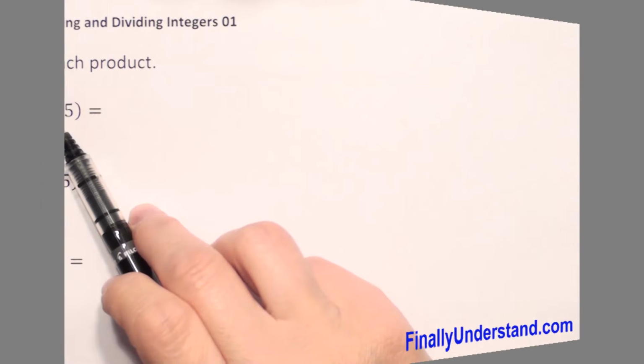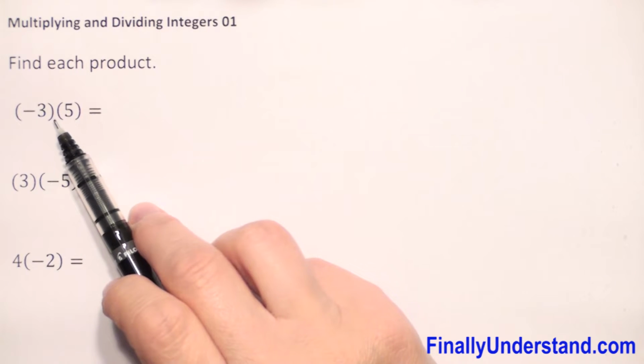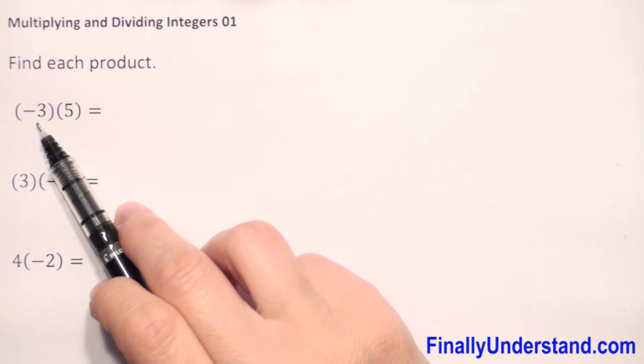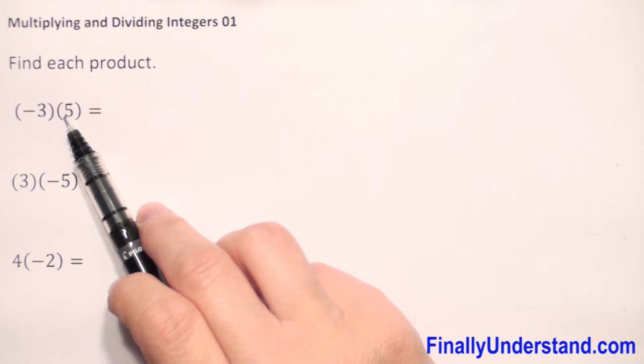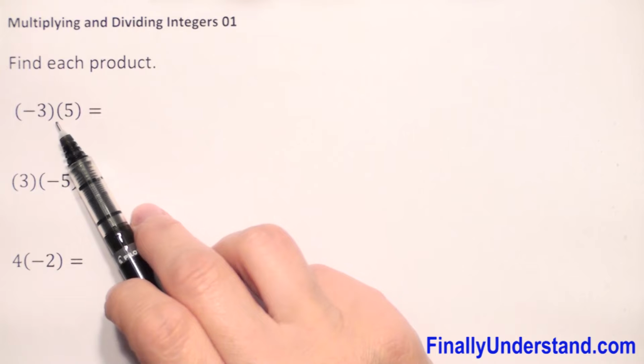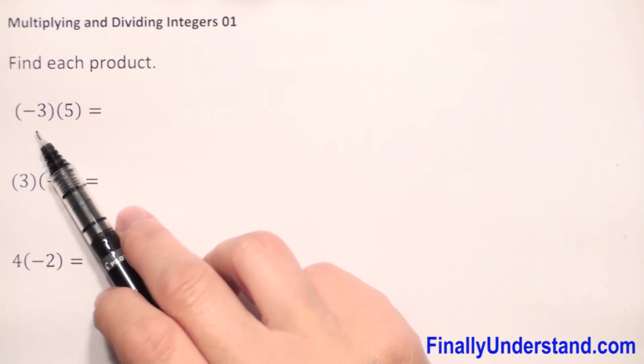Find each product. We have -3 times 5. When we don't have any sign between parentheses, it means that we have multiplication here. So we have -3 times, and when we don't have any sign before 5, it is always positive. So we have -3 times positive 5. We have multiplication of integers.